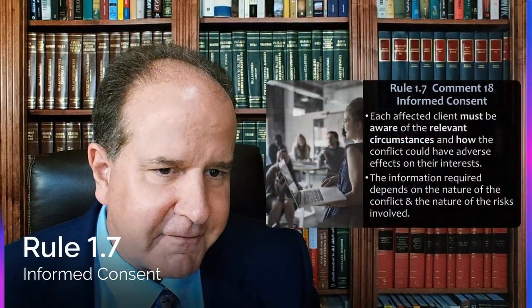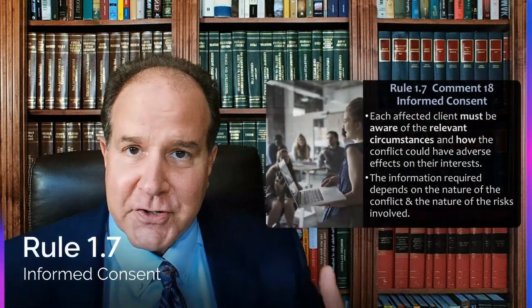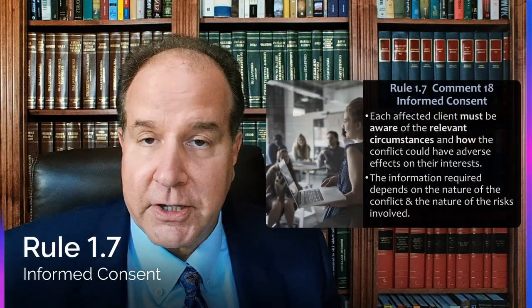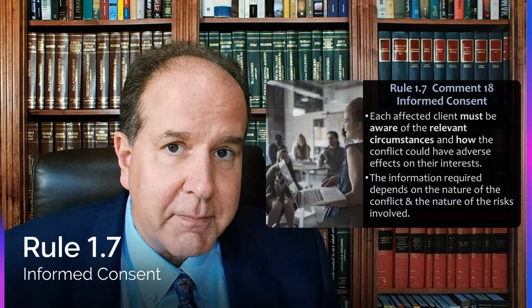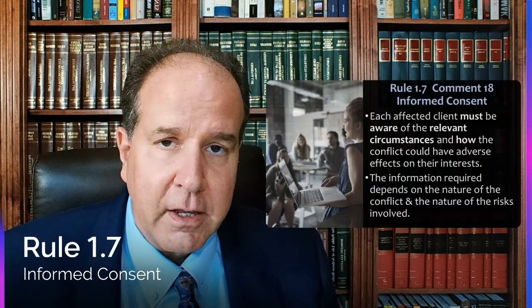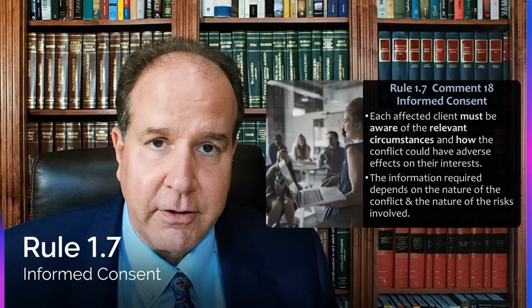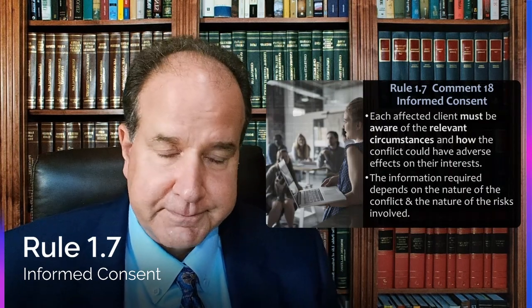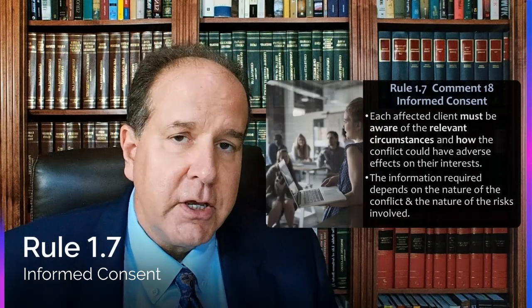So each affected client must be aware of the relevant circumstances and how the conflict could have adverse effects on their interests. So the information required, of course, is going to depend on the nature of the conflict and the nature of the risks involved. To give an example, if you're representing people in a joint representation like co-plaintiffs or co-defendants, the issue with attorney-client privilege is going to matter in case they decide to sue each other later on in this matter. And the same would be true if you're representing multiple clients in a transactional matter, like forming a partnership or a corporation, or a buy-sell arrangement where one is selling commercial real estate or a business to another client.